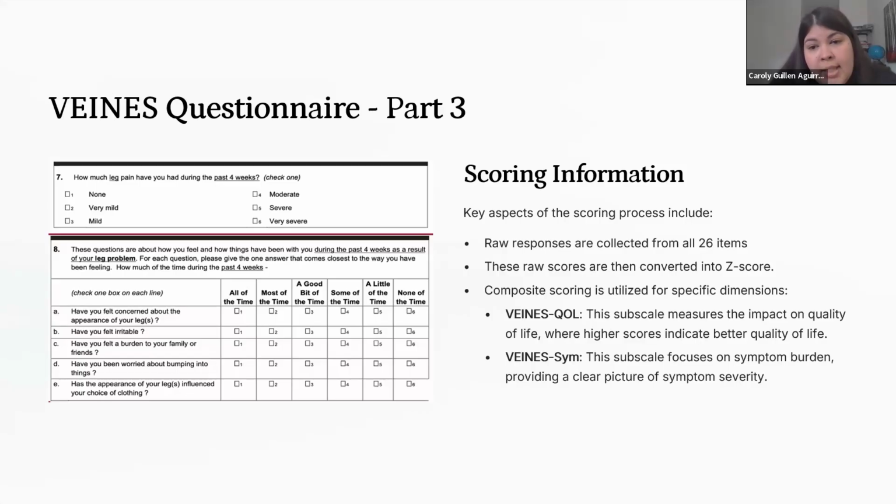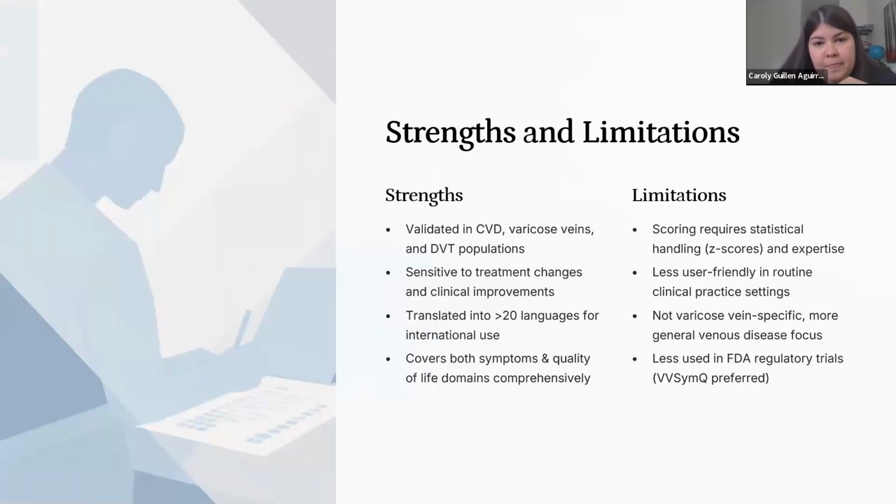The raw scores are then converted into Z-scores, and the composite scoring is utilized for specific dimensions. The VEINES quality of life is a subscale measuring the impact on quality of life, where higher scores indicate better quality of life. So this is like the inverse. And then the VEINES symptoms is a subscale focused on symptom burden, providing a clear picture of symptom severity.